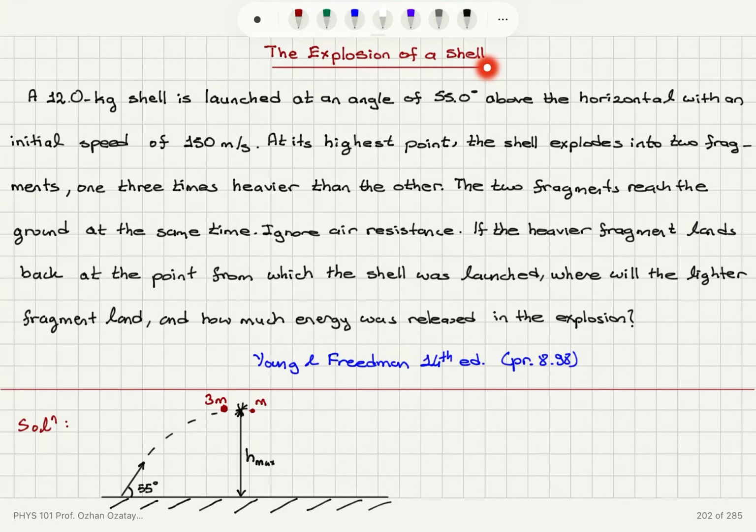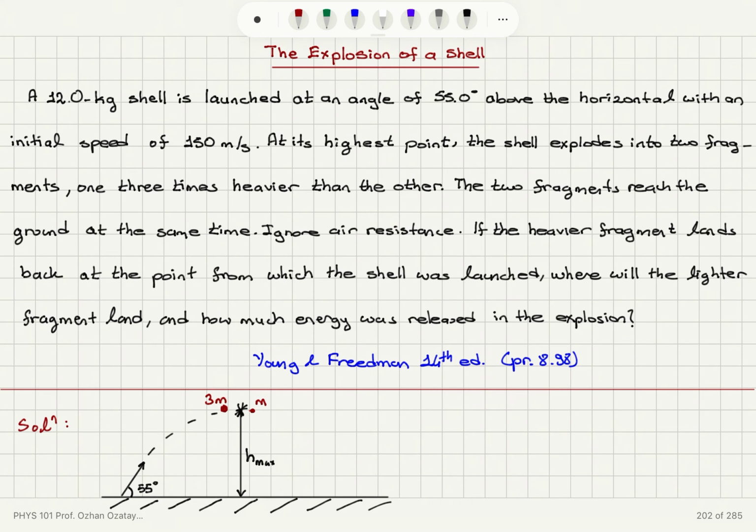The explosion of a shell. A 12-kilogram shell is launched at an angle of 55 degrees above the horizontal with an initial speed of 150 meters per second. At its highest point, the shell explodes into two fragments, one 3 times heavier than the other. So this is 3m, this is m.